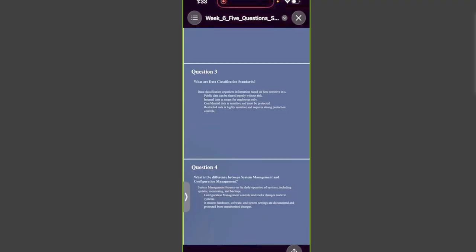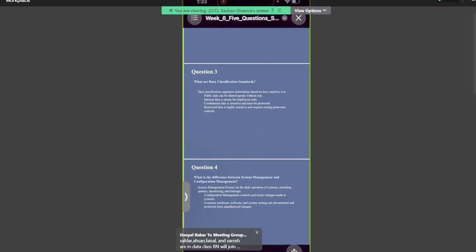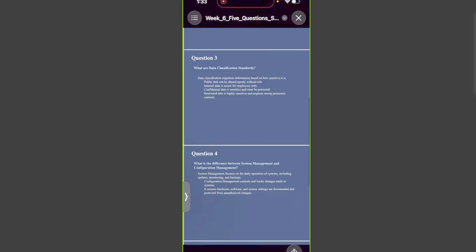Next question was, what are the data classification standards? Data classification organizes information based on how sensitive it is. Public data can be shared openly without risk. Internal data is meant for employees only. Confidential data is sensitive and must be protected. Restricted data is highly sensitive and requires strong protection controls.